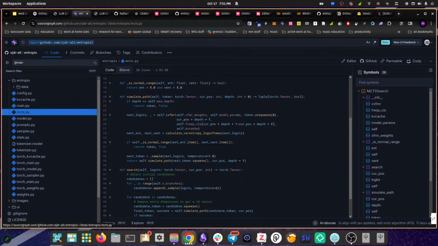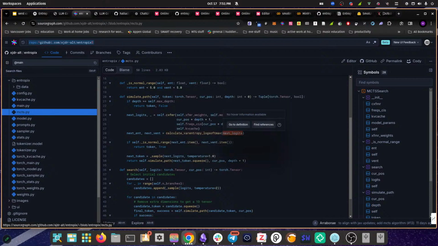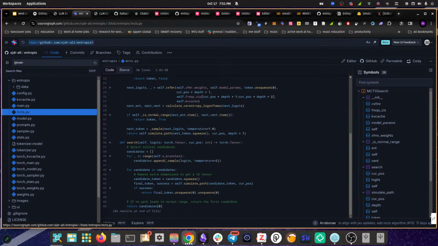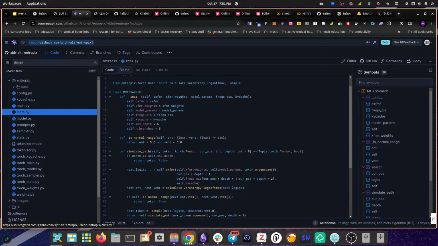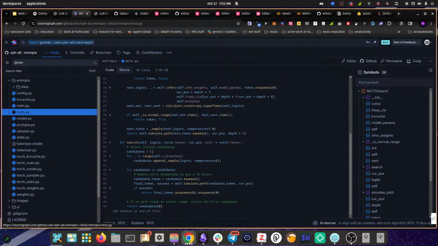And then during the MCTS, we're also going to try to calculate this var entropy, at least of the softmax. So we're going to go like entropy on logits. It doesn't look like we're doing entropy on attention here, as far as I can see. So it looks like we are sampling entropy to determine when we are going to start searching, and then is normal range, return token true, return self next token squeeze, current position depth +1.